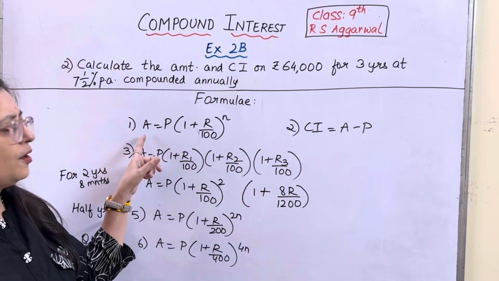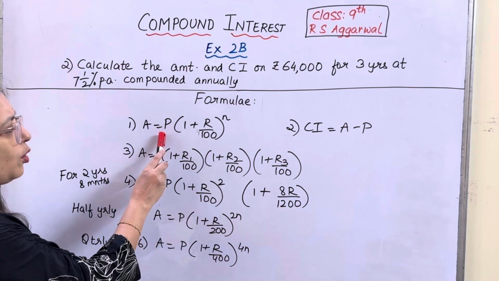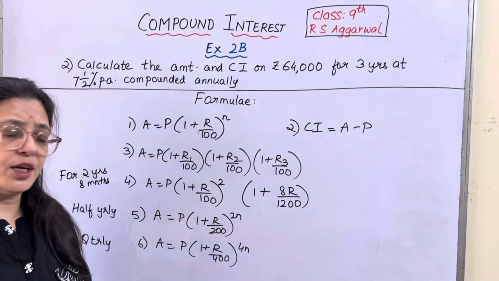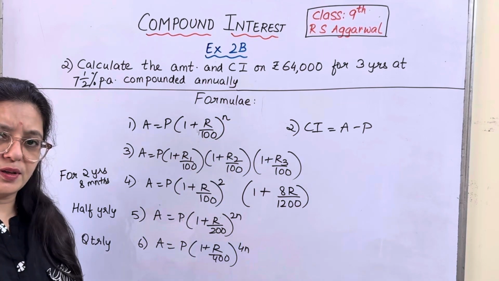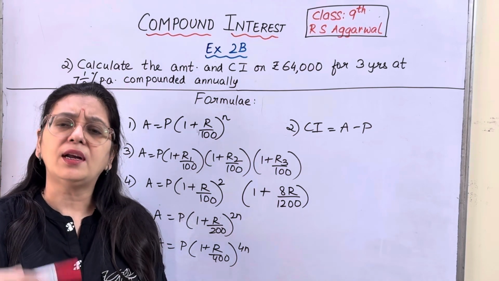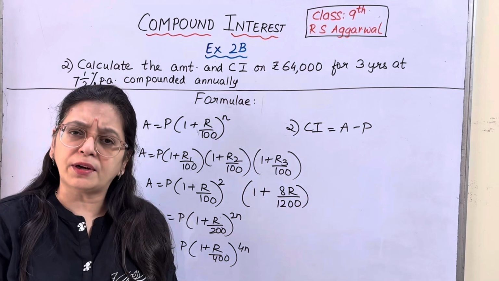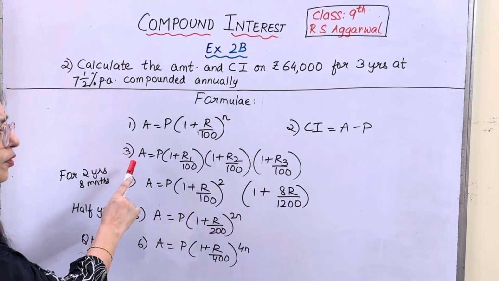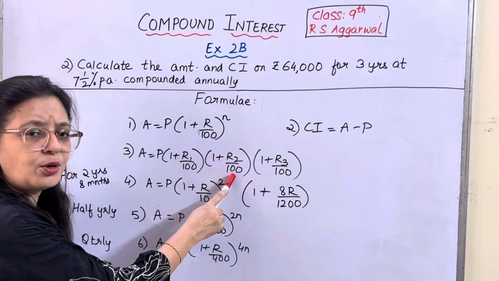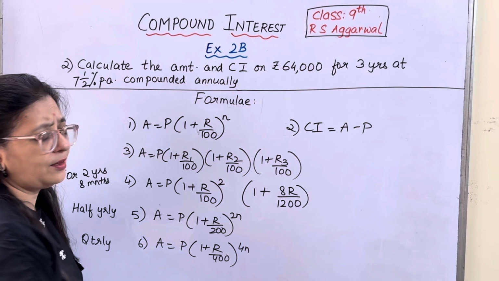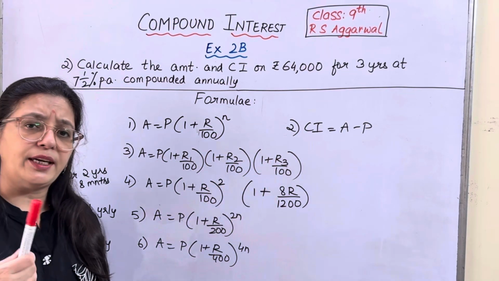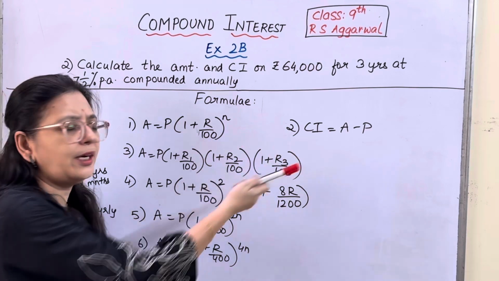The first formula: whenever you have to find the amount, it is always P into (1 plus R upon 100) raised to N, where R is the rate of interest and N is the number of years. What if successive rates are given? For example, for the first year 5%, for the second year 7%, for the third year 8%. Then the formula is P into (1 plus R1 upon 100), the first rate, into (1 plus R2 upon 100), the second rate, into (1 plus R3 upon 100) if the third rate is given. Why is N not given? Because you are finding it for each year, 1 year, so in short it is 1 only.